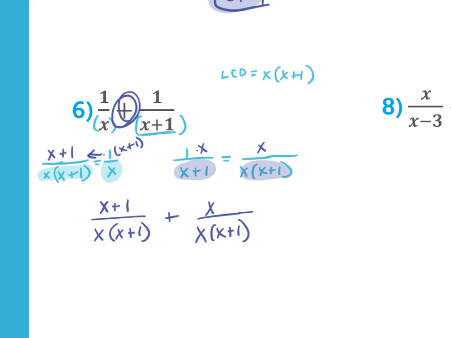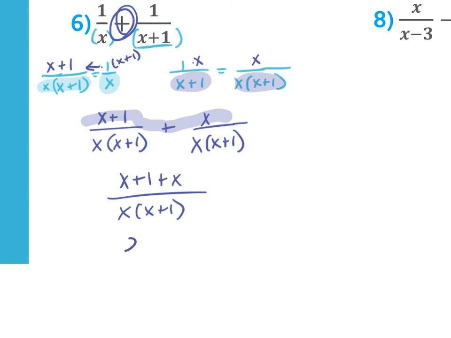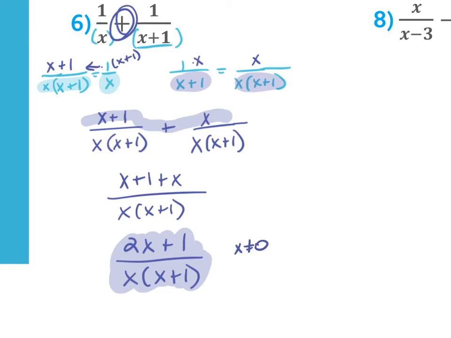Now the denominator is the same, so I can add straight across: x plus 1 plus x, all over x times x plus 1, which equals 2x plus 1 over x times x plus 1. You'll leave it just like that. Now there are two restrictions, because x itself can't be 0 and x can't equal -1. Those would both make the denominator 0, which makes it undefined.